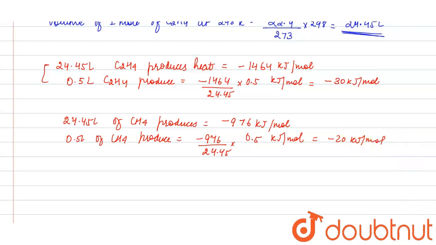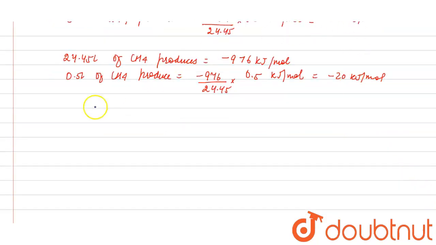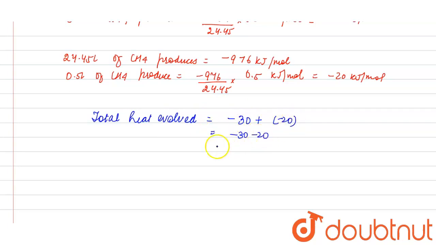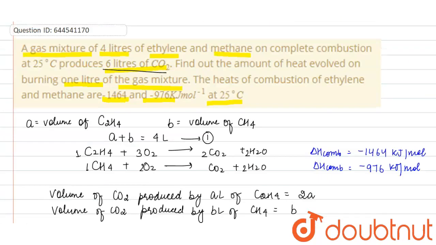But now we need to calculate the total heat evolved. So the total heat evolved by 1 liter of the mixture will be minus 30 plus minus 20, just simply add. So minus 30 minus 20 will be equal to minus 50 kilojoule per mole. Here the negative sign signifies that the heat is evolved. Okay, so your answer is minus 50 kilojoule per mole.